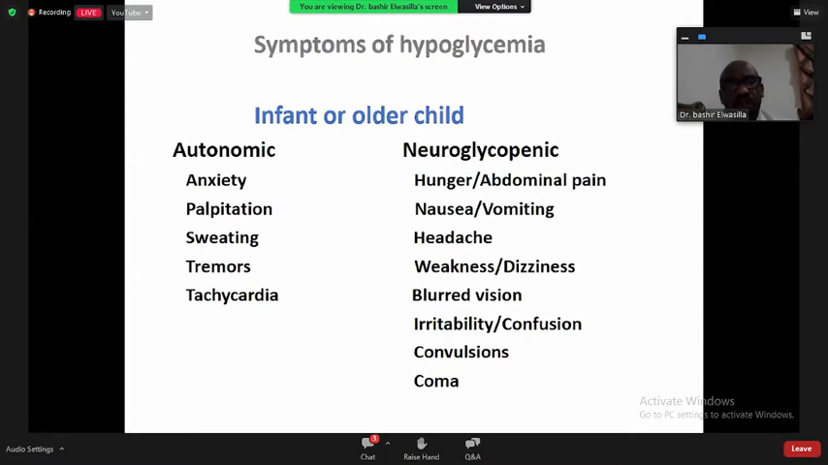That will be a little bit different in infants or older children. In children, the autonomic symptoms will be anxiety, palpitation, sweating, tremors, and tachycardia. Neuroglycopenic symptoms are definitely hunger, abdominal pain in older children, nausea and vomiting, headache, weakness, dizziness, blurred vision, and irritability, and sometimes it can reach confusion. And also convulsions and coma, as a shared symptom.